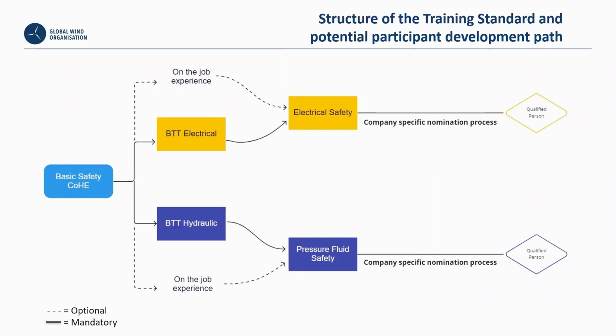So you can see that from the basic safety CoHE, the mandatory path is then split either way. If you want to do the pressure fluid safety modules, you would have to do the PCT hydraulic beforehand. Then you do the pressure fluid. And one key point about the training standard is that it's a minimum training standard that complements company-specific programs, but also company-specific CoHE trainings. So when someone is to be nominated as a qualified person, that would always be company-specific in terms of their processes, their procedures, their programs, and that entire process hopefully should be tied in with the CoHE training standard, but will always remain company-specific.